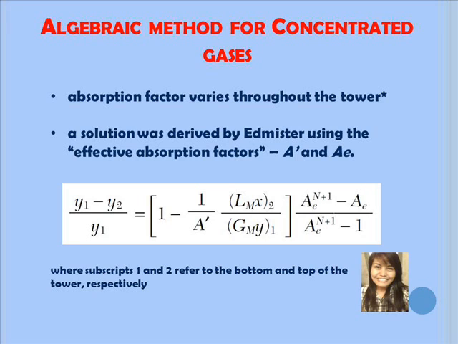So the equation derived is (y1 minus y2) all over y1 is equal to (1 minus 1 over A') times (Lm x2 over Gm y1) multiplied by (AE raised to n plus 1 minus AE) all over (AE raised to n plus 1 minus 1). So subscripts 1 and 2 refer to the bottom and top of the tower, respectively.